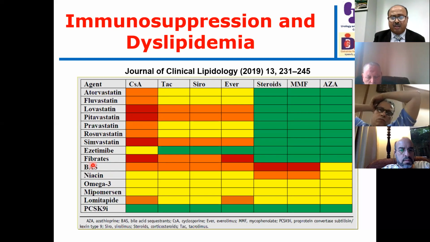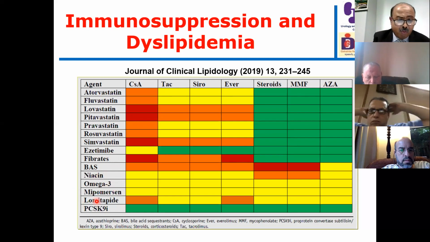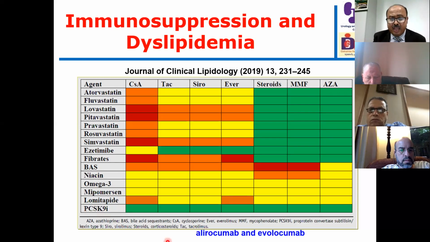Fibrates, which attack triglycerides. Bile acid sequestrants, niacin, omega-3 fatty acids, and mipomersen and lomitapide are investigational drugs targeting lipoprotein. And then PCSK9 inhibitors, either alirocumab or evolocumab. These are the immune suppressive drugs and the anti-dyslipidemic drugs.